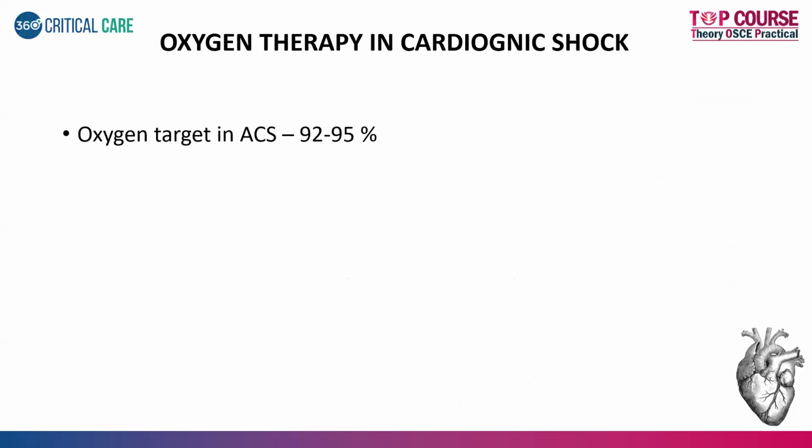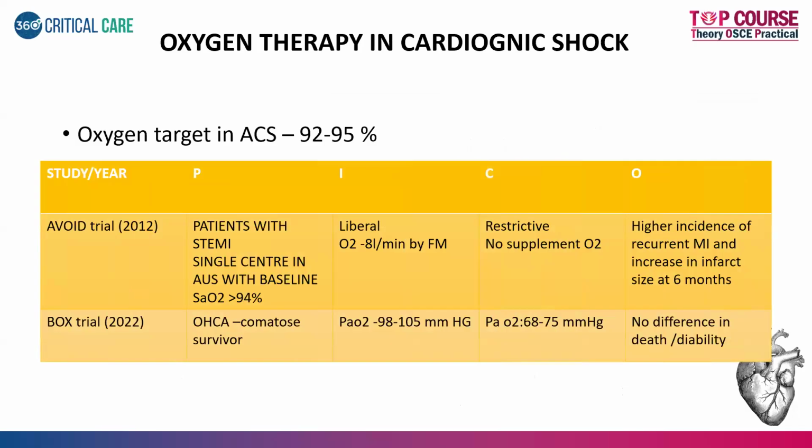Coming to oxygen targets in cardiogenic shock, the target oxygen saturation required is usually around 92 to 95%. There were two major trials given in the picture. That is the AVOID trial, which was in 2012. The PICO parameters go in such order. The patient population was patients who had STEMI, and the baseline oxygen saturation was around 94%. They looked at whether a liberal versus restrictive strategy of oxygenation has any outcome on mortality.